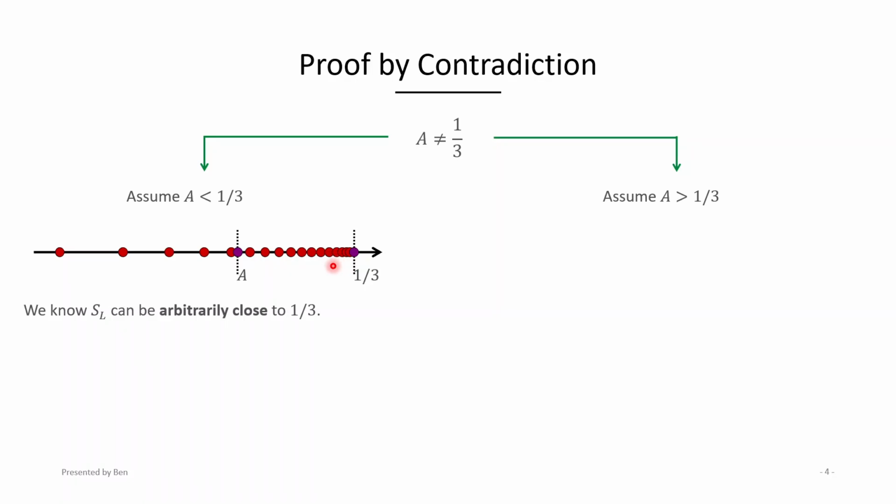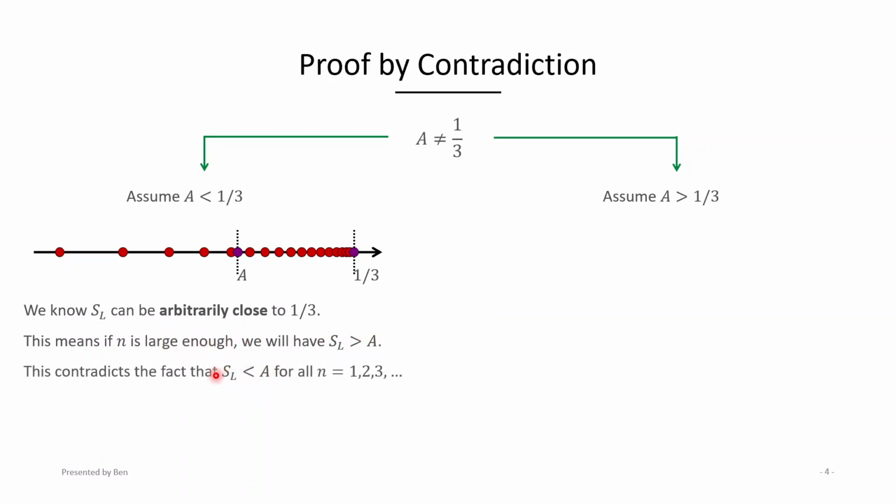As a result, SL will be greater than number A when we have enough rectangles. But we know this is impossible. All SL values are supposed to be less than number A, no matter how many rectangles we have. So we find a contradiction, we are contradicting a fact. This means the assumption must be wrong. We have to give up this assumption. This is the left part.